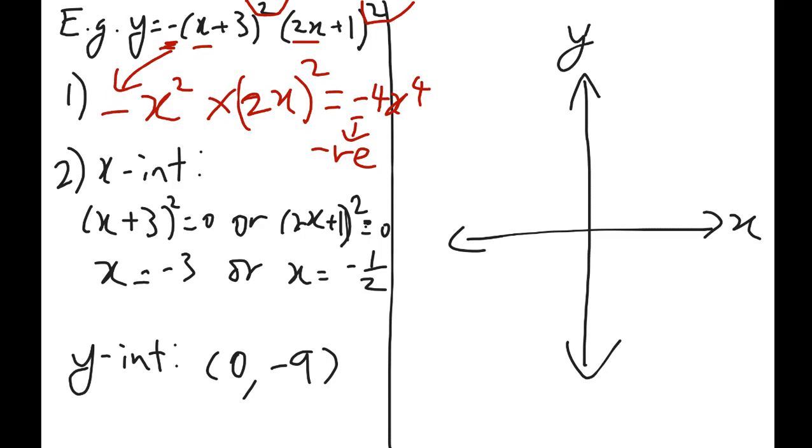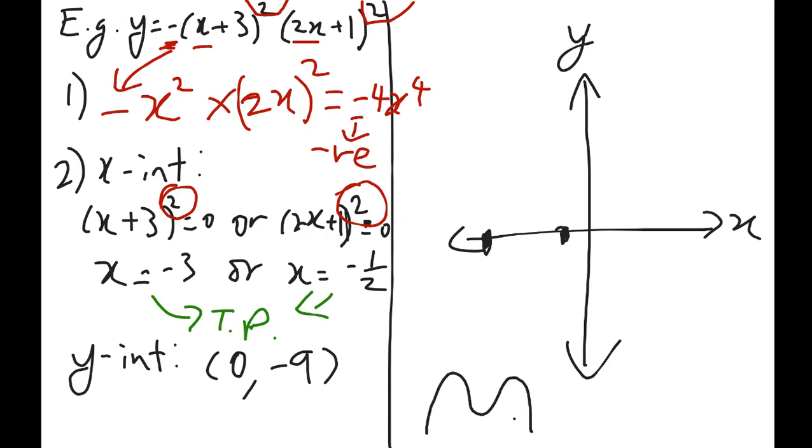Now, this time around we have a squared there and a squared there. So these two are now turning points. So on the particular value which I'm going to put on the graph, we have negative 3 and we have negative 1/2. These two are turning points. Because they're upside down, we know they're going to have a shape like this. And if you have a look, because these two are turning points, the only points where they can fit are there and there.